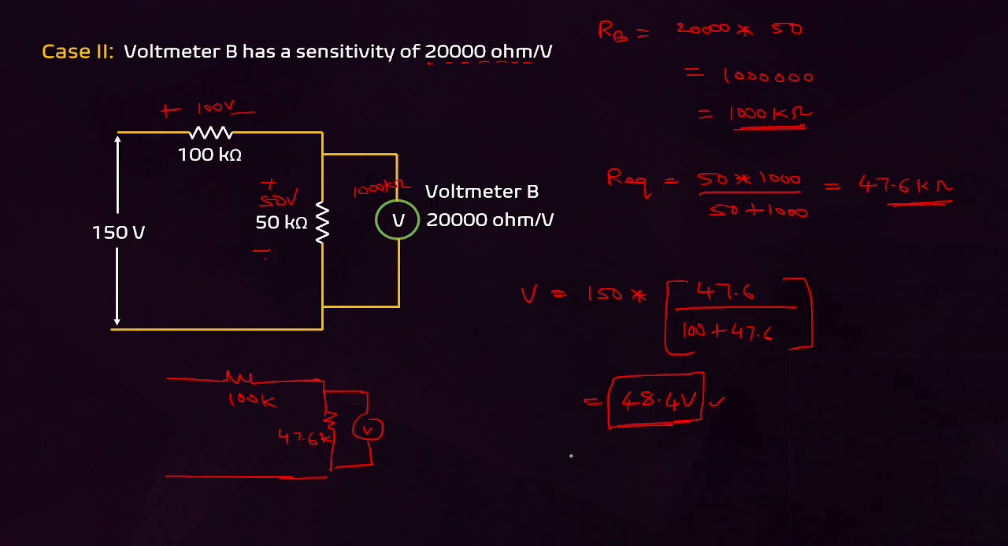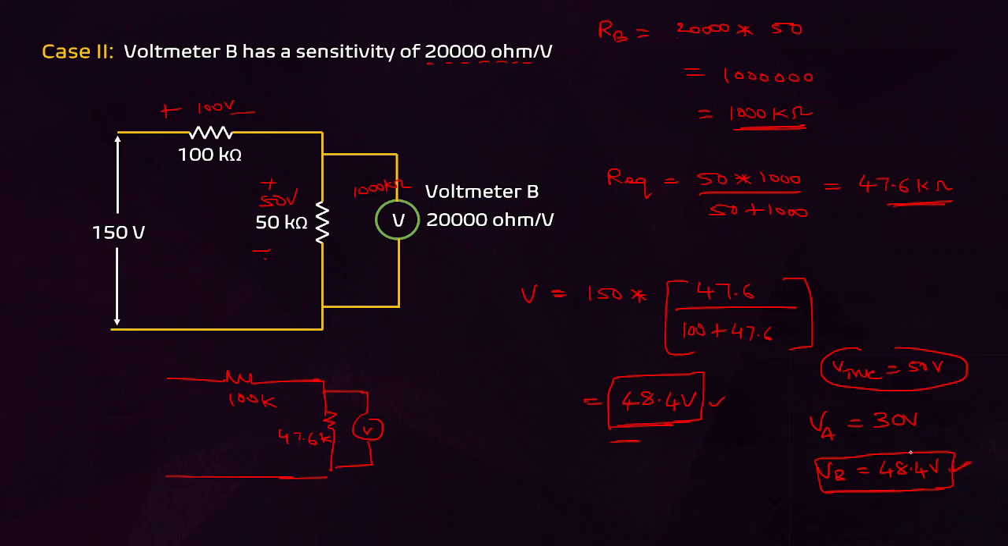48.4 volt, if we simplify this thing. Voltmeter B is reading 48.4 volt and voltmeter A was reading 30 volt. Voltmeter B is reading 48.4 volt, which is closer. Actually, the ideal value, the true value, is 50 volt, right? In the ideal case, we got 50 volt, so 48.4 is very near to 50, which means it is more accurate.